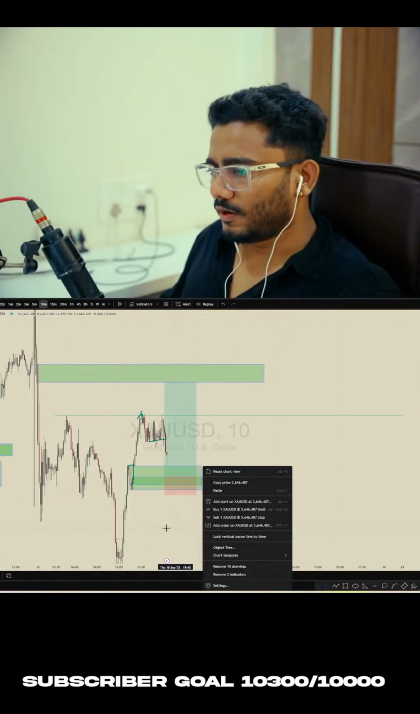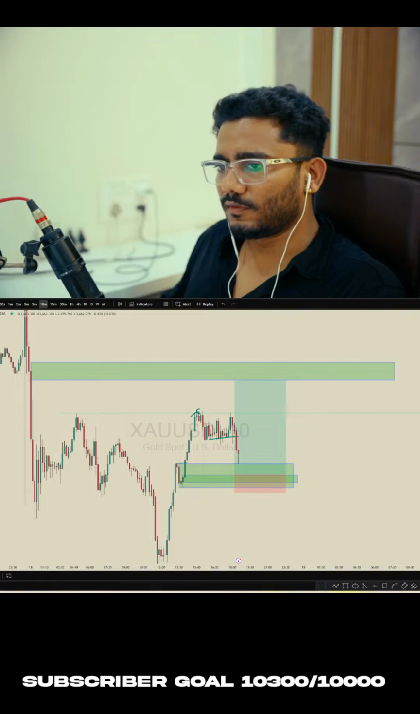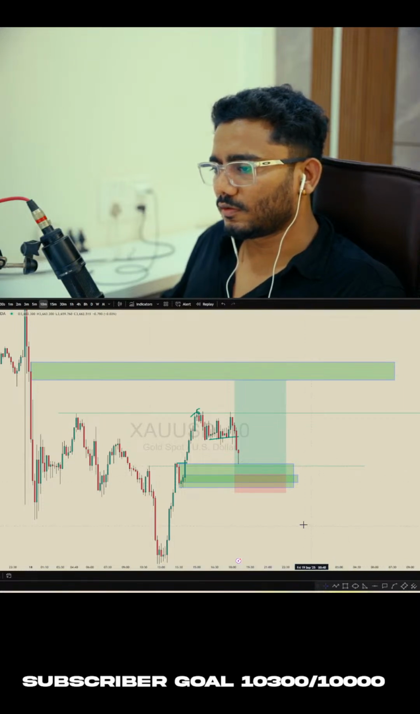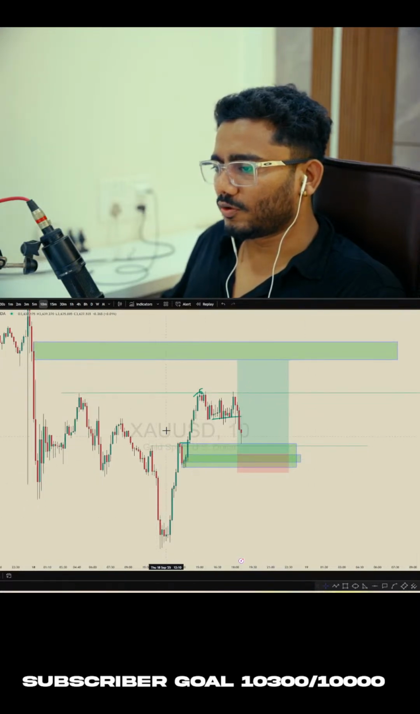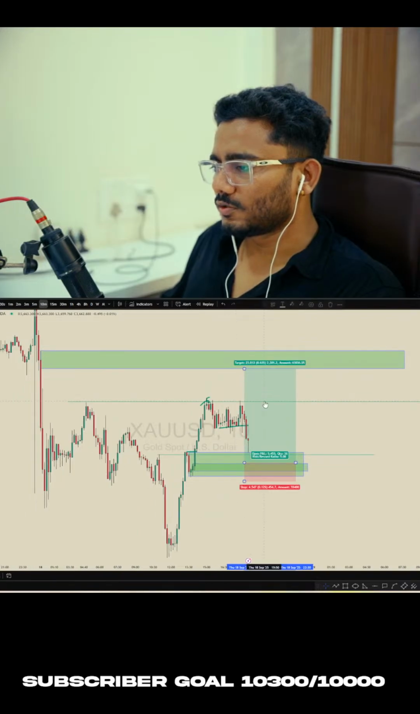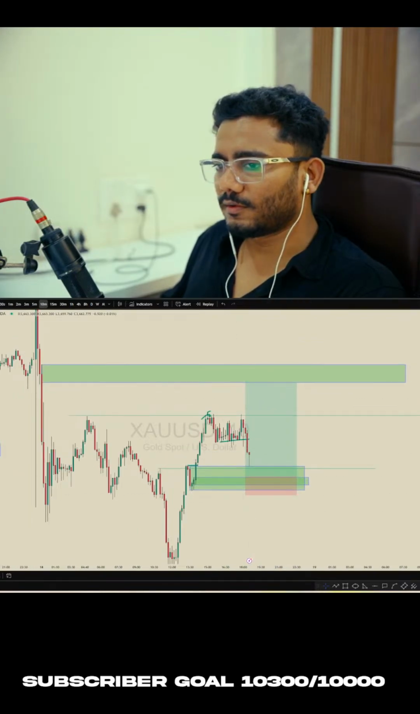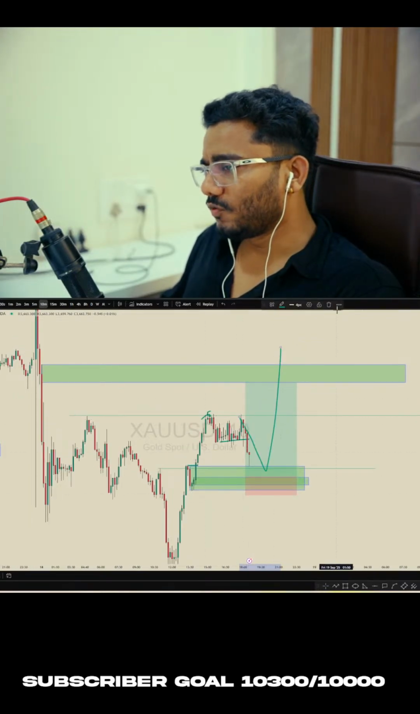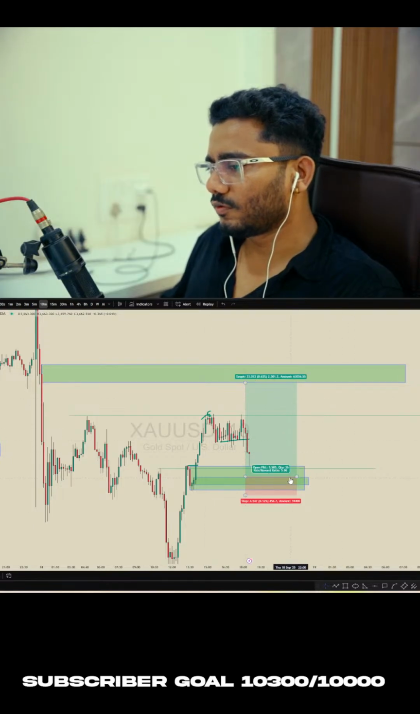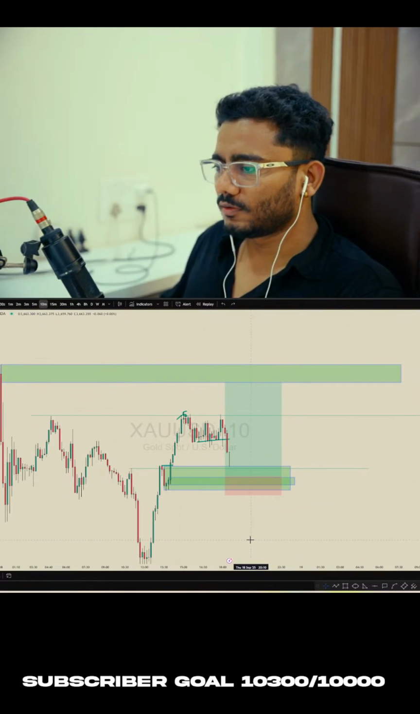So right now we have two zones. Here we have this breaker block and we have this solid block over here. So this will be a better entry here. It can react and continue from this area, but the risk reward is very low. If you look for entry from here, the risk reward is very low. So let's wait for price to tap this entry.